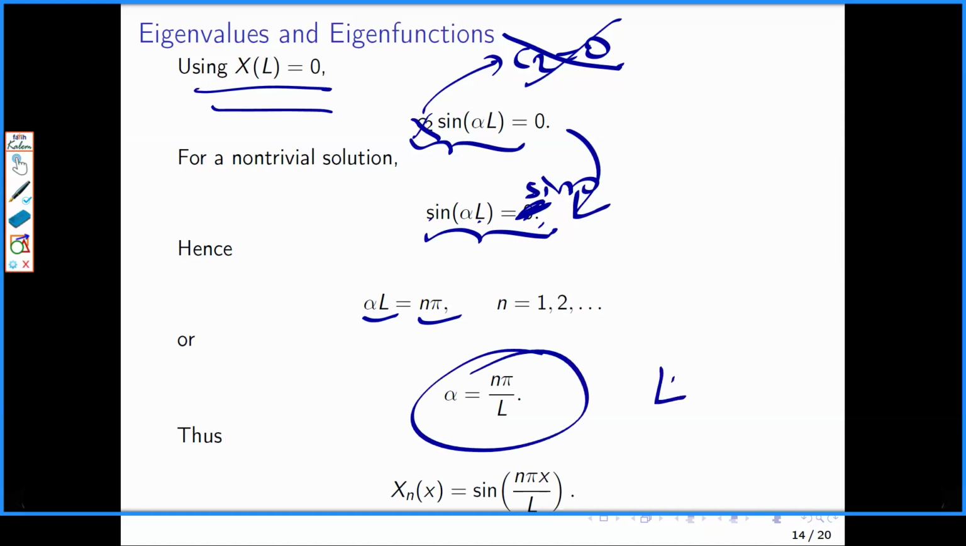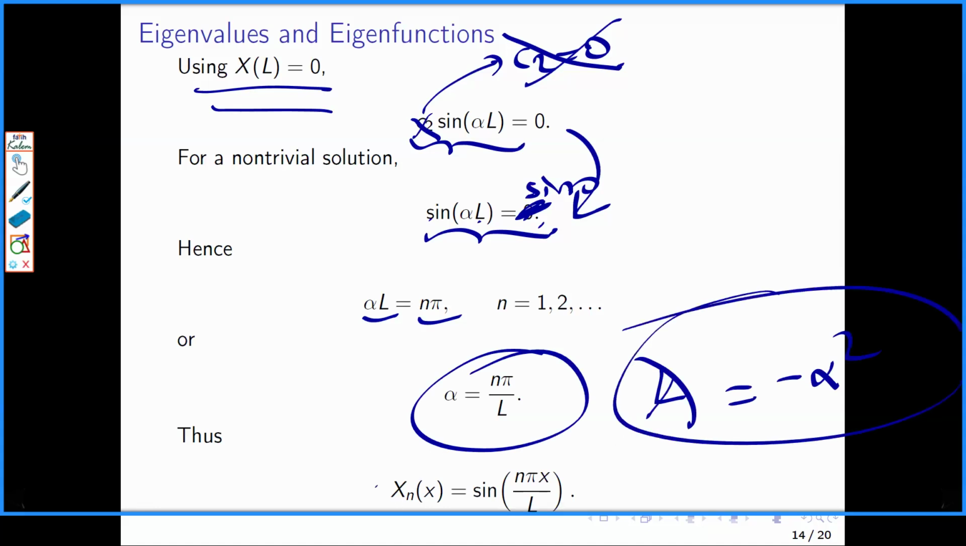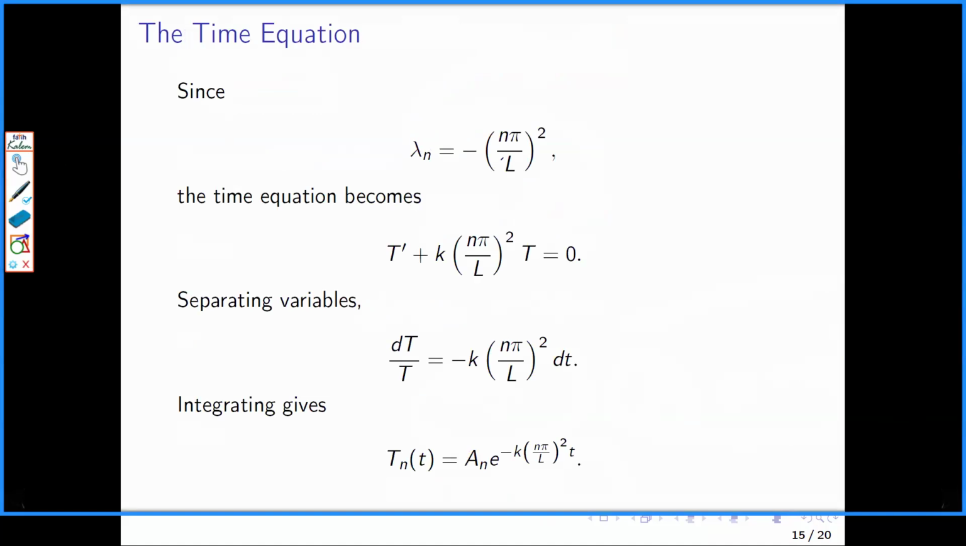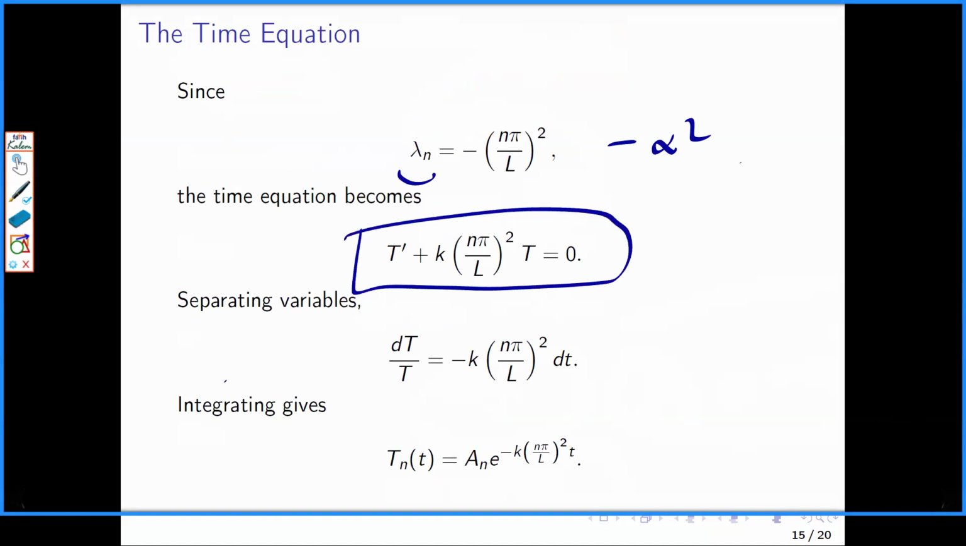Remind that your lambda is equal to minus alpha square in this case. So you get an Xn solution as the result of sine of n pi x over L. Okay? And after that, these steps are the same steps that we do in the wave equations. Since again lambda is equal to minus alpha square, just substitute it. So the time equation becomes like that. You need to solve the time equation here. You need to solve what is the T of t function.